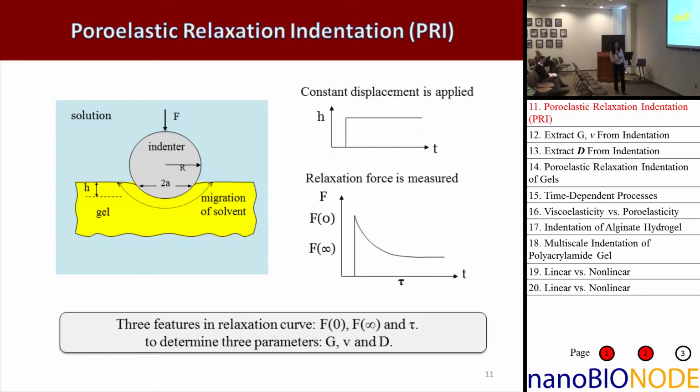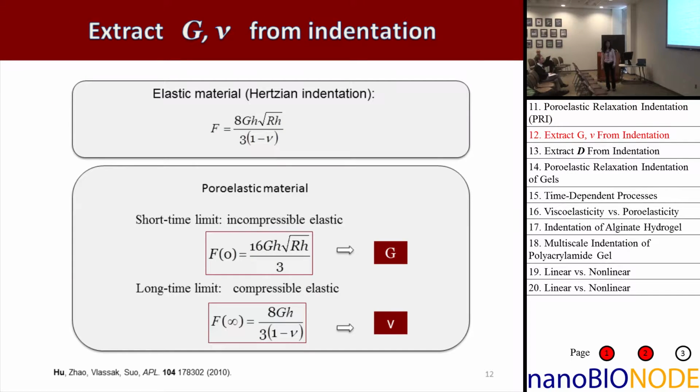But here, from the measured force relaxation function, a curve, you can get three pieces of information: instantaneous force, equilibrium force, and the time it needs to reach equilibrium. So three features are enough for us to definitively characterize the three parameters. You don't need to do curve fitting. Let me tell you how you do that.